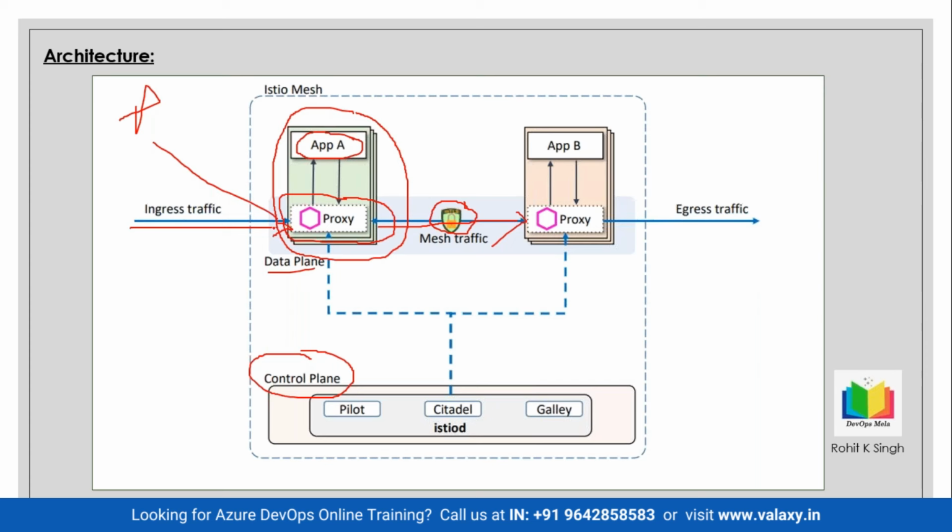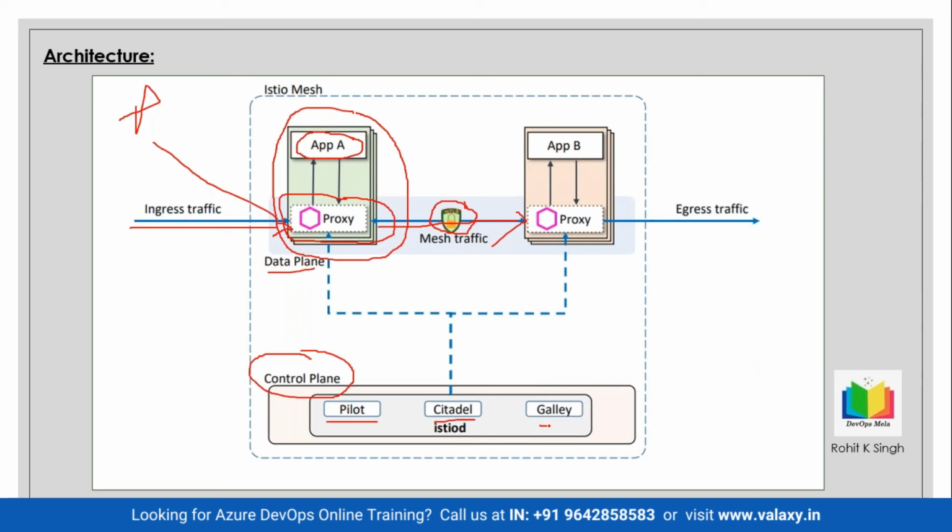Now the control plane. These are the services running inside the control plane: Pilot, Citadel, Galley. What exactly does the control plane do? Its main responsibility is to enable secure access and communication between services in a policy-driven way. So that is what the control plane does for you.